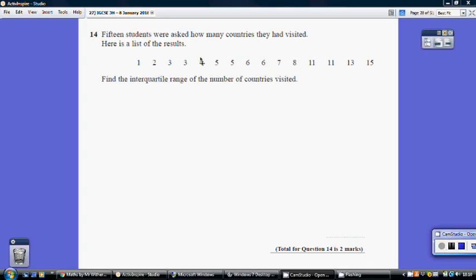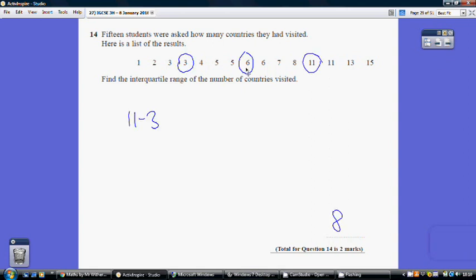Question 14. Now the numbers are already in order, which is handy. So find the middle number, the median number. So that's the middle number here. And then we need to find the middle number of the first half of numbers, so the numbers from the 1 to the 5. So that's the 3 here. And secondly, the middle of the numbers from this 6 up to the 15, which is this 11 here. Now the interquartile range is the number which is 3/4 of the way along, so the 11, take away the number which is 1/4 of the way along, which is a 3. 11 take away 3 gives us 8.